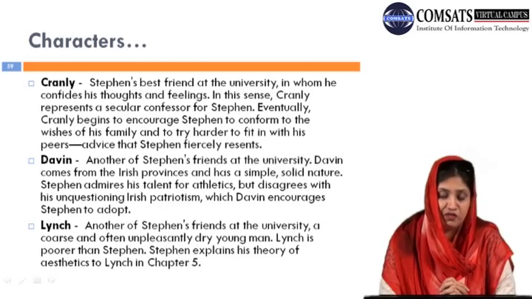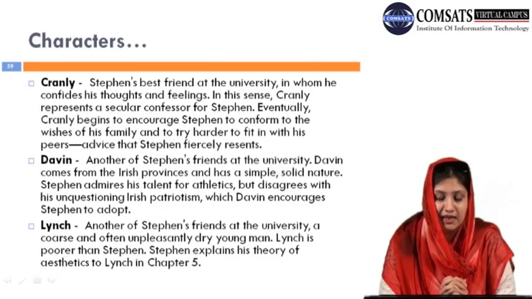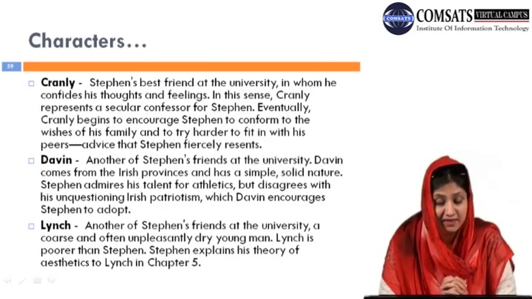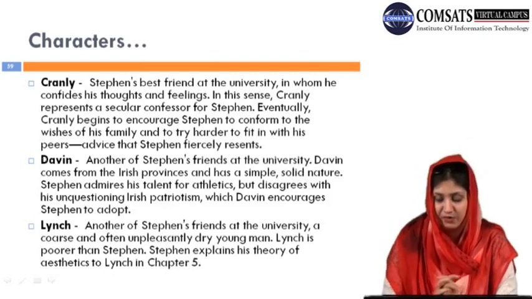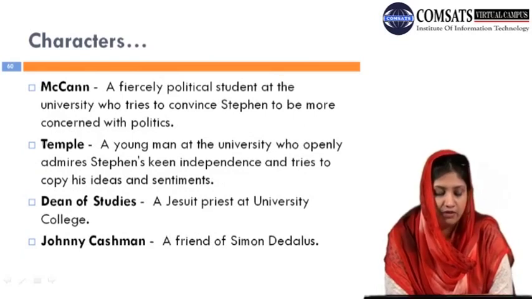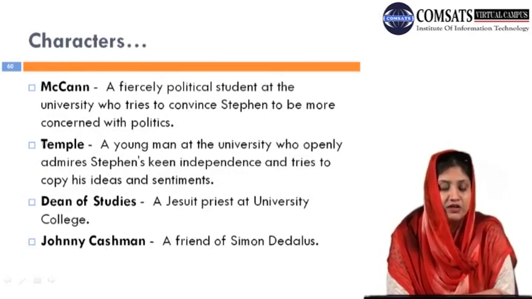Lynch, another of Stephen's friends at the university, a coarse and often unpleasantly dry young man. Lynch is poorer than Stephen. Stephen explains his theory of aesthetics to Lynch in chapter 5. That is pretty interesting. And now, the last four tiny characters.